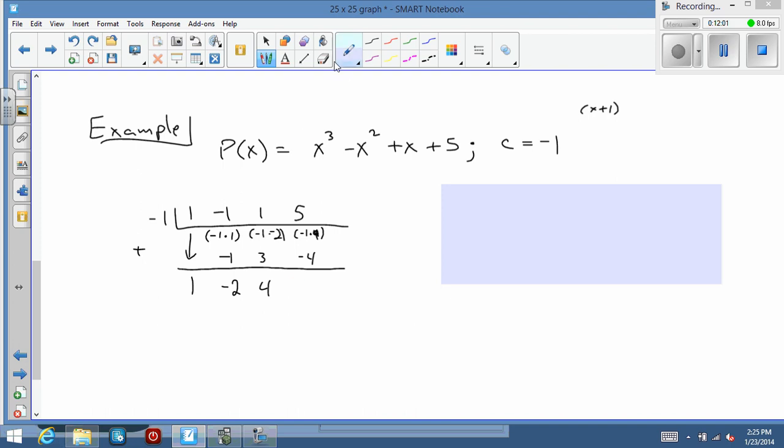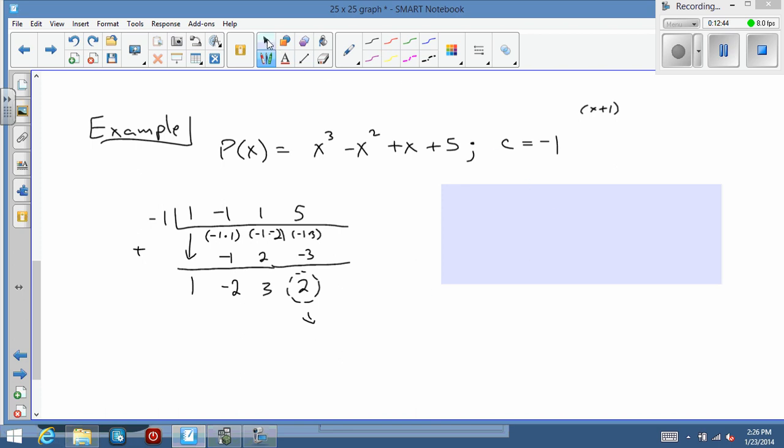Oops, I made a mistake. Sorry about that. -1 times -2 is +2. I was thinking ahead and I wrote 3. 1 plus 2 is 3. -1 times 3 is -3. And then 5 plus -3 is 2. So our remainder is 2. And that's really all we're looking for.